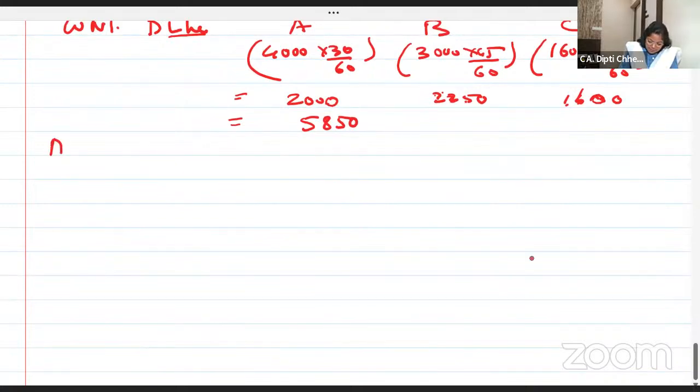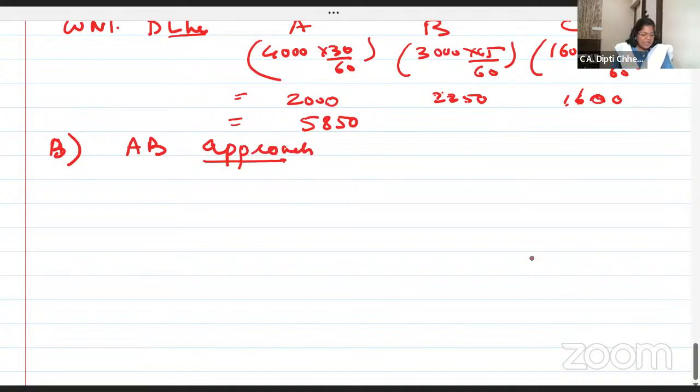We'll write the second approach now, B approach, that is ABC approach. In ABC approach, first we'll have to do the working. What is that working? Weight of the material handled, material handling cost. Cost drivers they have given ready. Are you able to read? Cost drivers, but it's not the weight of the material handled.